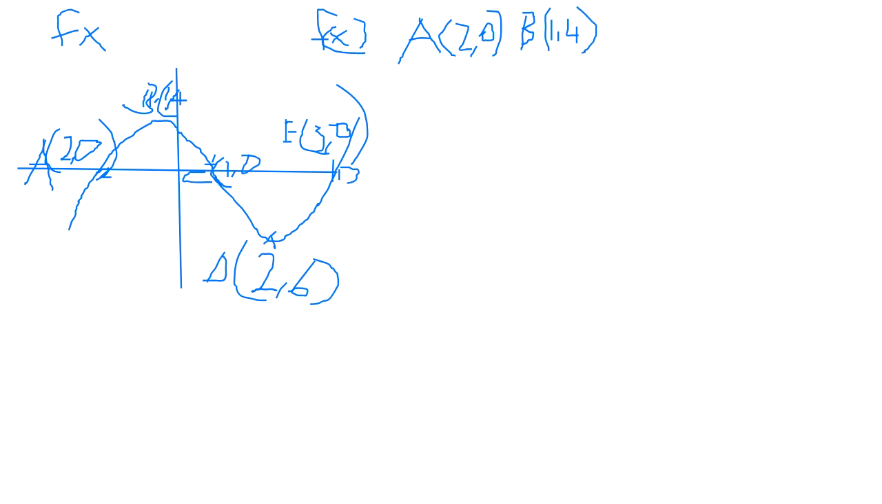My point C is 1, 0. My point D is 2, 6. And my point E is 3, 0.